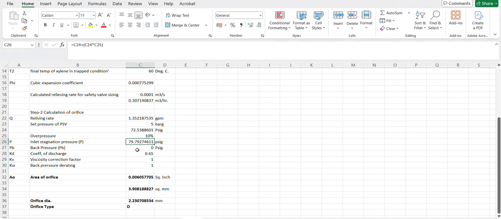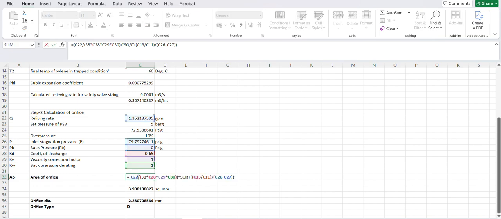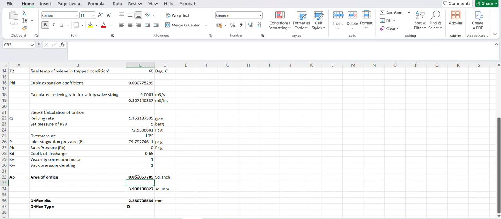Now we have to add the coefficient of discharge. Based on the data, I have added the back pressure 0 psig, then the coefficient of discharge Kd for liquid is 0.65. If it were gases, the Kd value would be different. Then we have added the viscosity correction factor and the back pressure derating. Based on that, we put down all the relations from the formula so that we get the required area in square inch to relieve that amount of relieving rate, and then do the unit conversion. The final orifice diameter is 2.23.